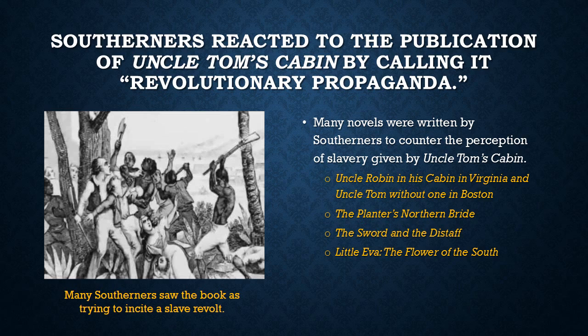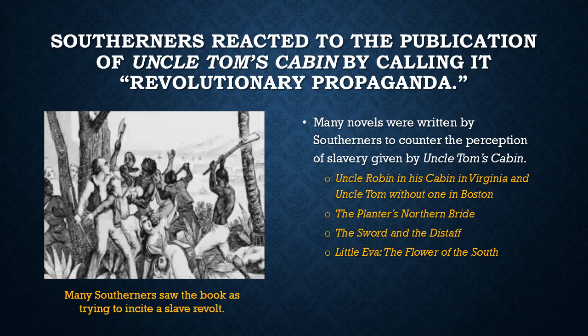Southerners reacted to the publication of Uncle Tom's Cabin by referring to it as revolutionary propaganda. They believed that this book was likely to stir up slave rebellions, such as the image you see here on the screen. And their argument here was that, if slaves get a hold of this book and they now understand that there's a place in this country where they can be free, they might respond by either killing their masters or running away in mass numbers. And so Southerners reacted very negatively to the publication of Uncle Tom's Cabin, referring to it as revolutionary propaganda.